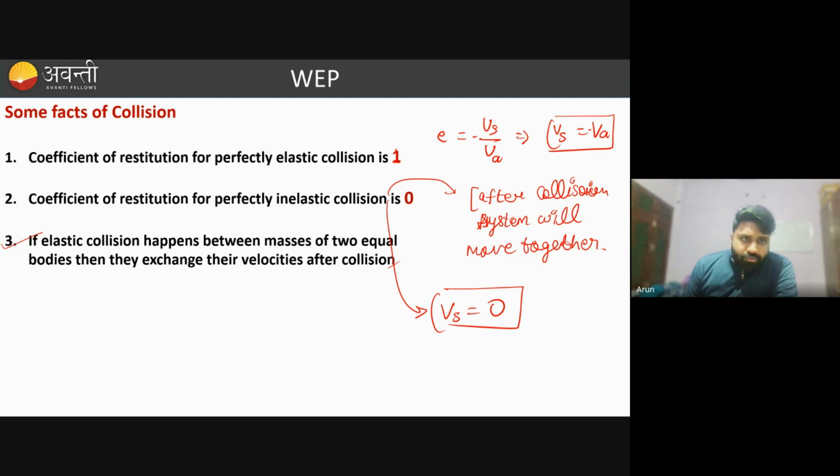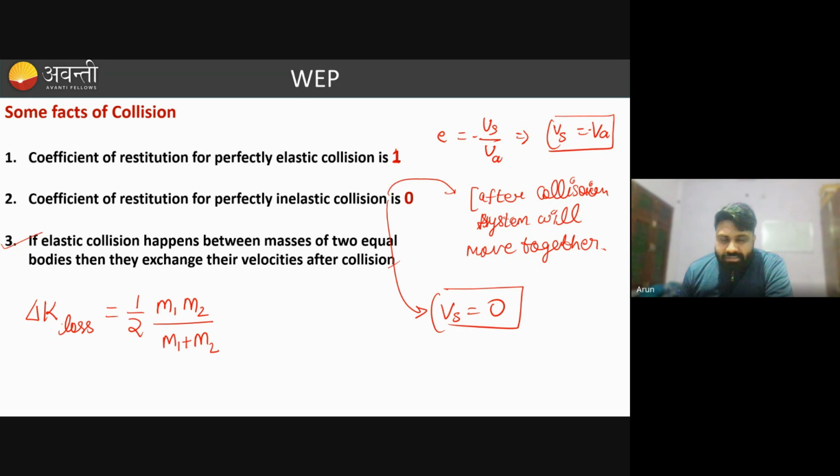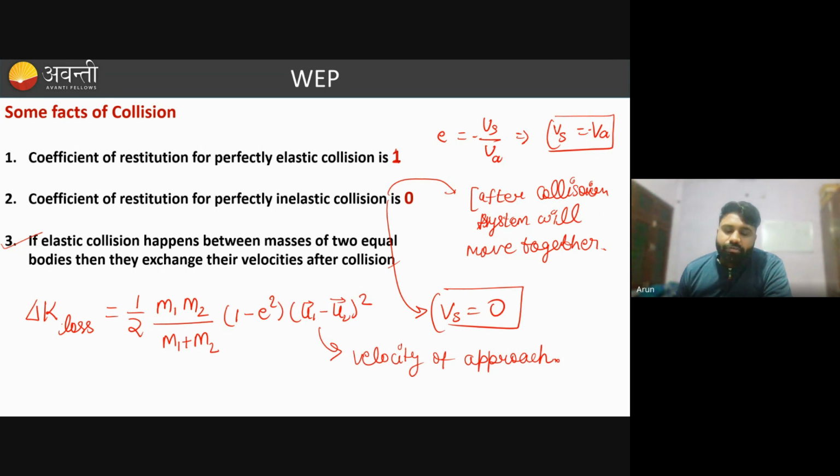Also, you can note a formula for the kinetic energy loss: delta K equals 1 by 2 times m1 m2 by (m1 plus m2), there are two masses in the system, times (1 minus e square), times (u1 minus u2) whole square. Sometimes a direct question can be asked from this concept. This u1 minus u2 is the relative velocity of approach.